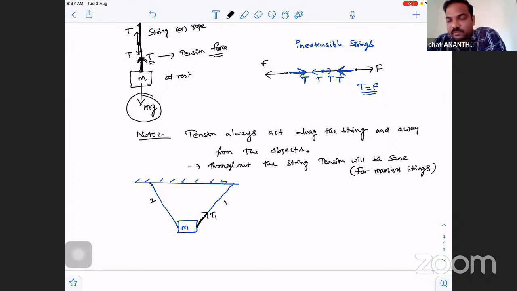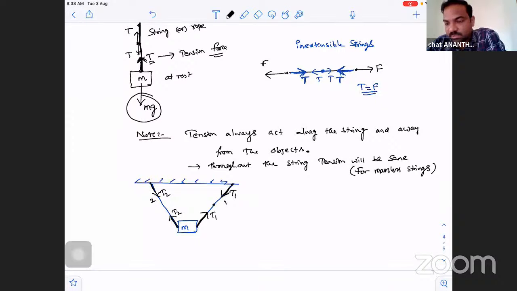If the mass of the string is 0, then everywhere the tension value is the same. And if you have tension acting on the ceiling also, what is the tension acting? T1. Not only that, you take any point in the string, tension will be T1 only. Similarly, what is the tension acting away from the object along the string? So T2. And here also the tension acting is T2.